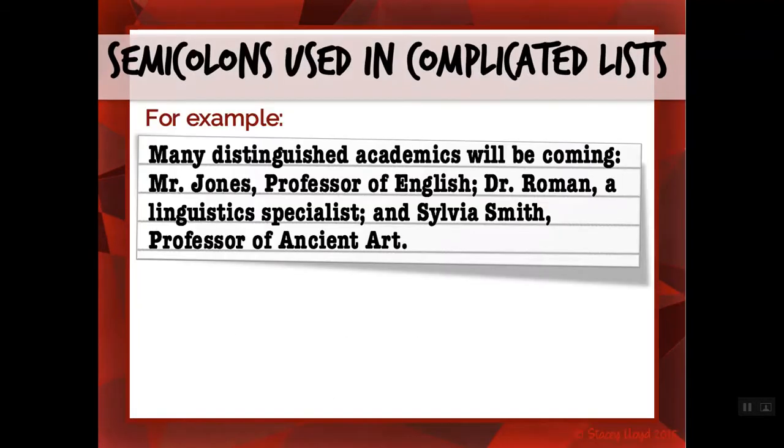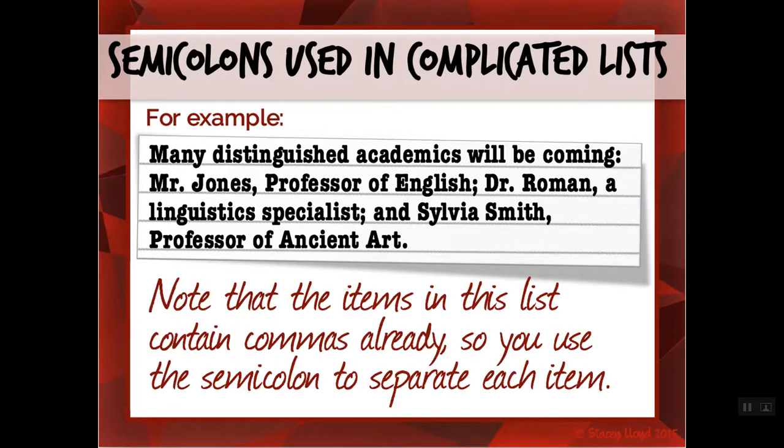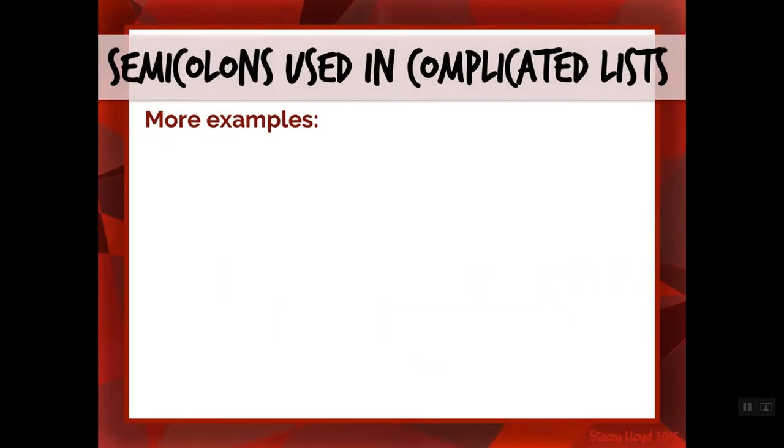So, complicated lists. Many distinguished academics will be coming: Mr. Jones, professor of English; Dr. Roman, a linguistics specialist; and Sylvia Smith, a professor of ancient art. So it's a complicated list. They contain commas already within the list, so you use a semicolon to separate each item.